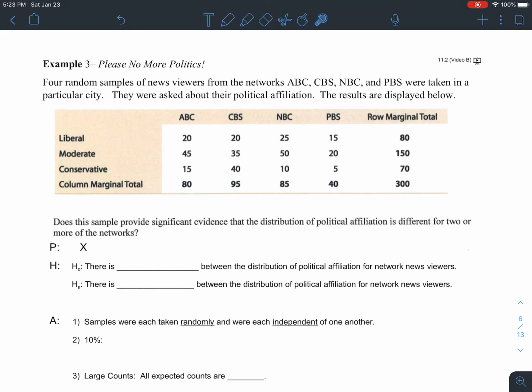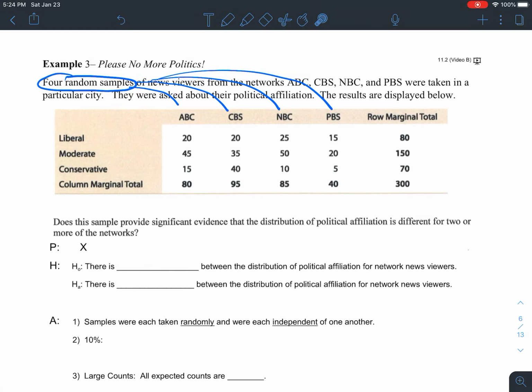So here we have 4 random samples. It opens with telling us that we have 4 random samples. That's very important here, of news viewers from the networks ABC, CBS, NBC, and PBS. They were taken in a particular city, and they were asked about their political affiliation. The results are displayed below. So here are the 4 populations, viewers from each of those networks, and so this is definitely going to be a chi-square test for homogeneity.